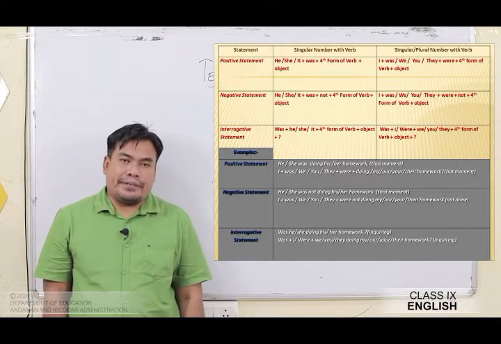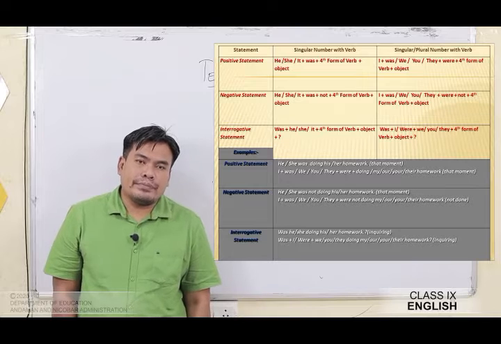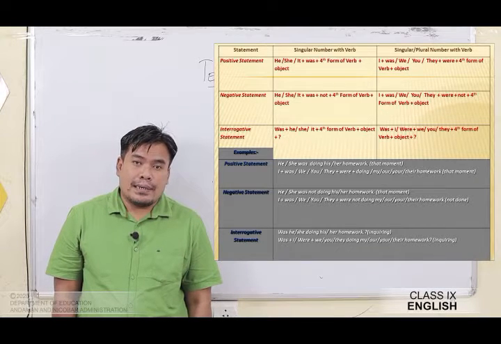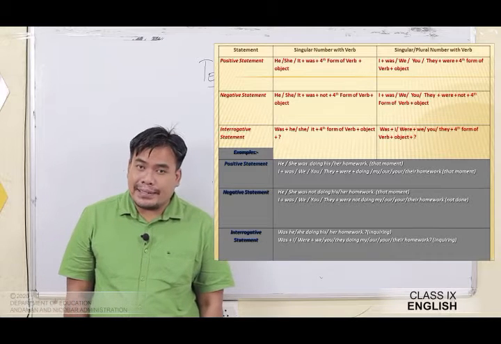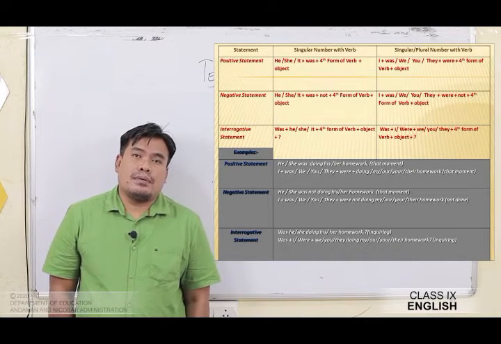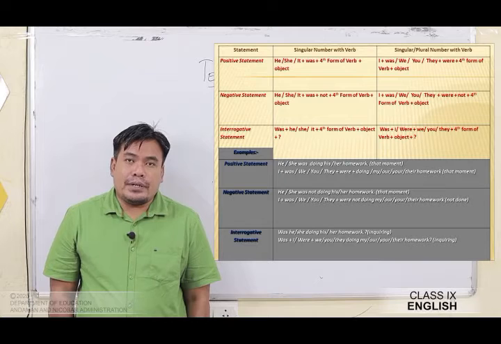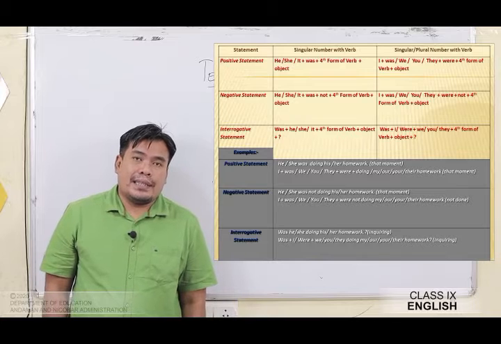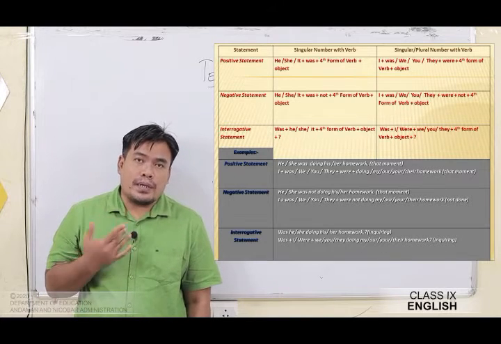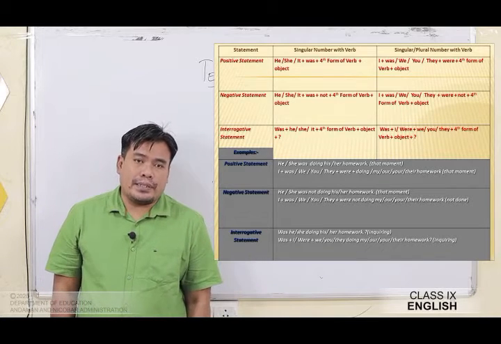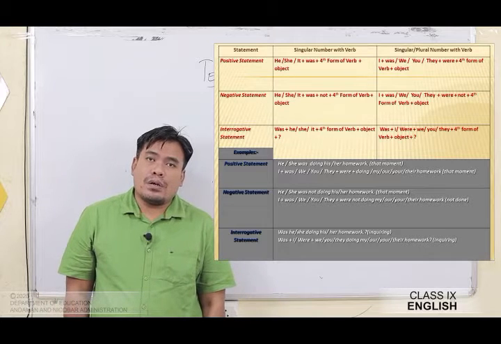Let's just see the examples there. The positive statement: he, she was doing his or her homework, in brackets that moment. That is the example. When you are referring to a person in the past, whether he or she, you are saying that that particular person was doing her homework. This is the best example of the past continuous tense. So here it goes like this: he, she was doing his or her homework.